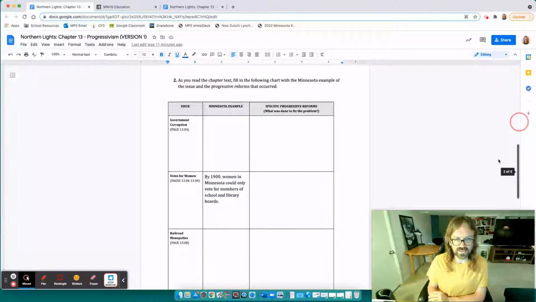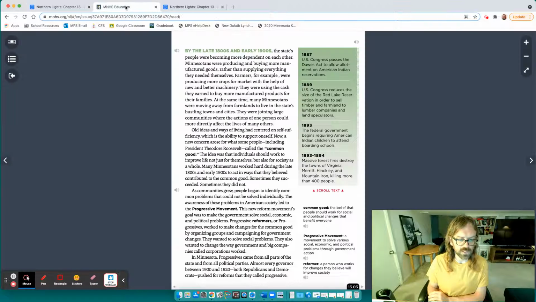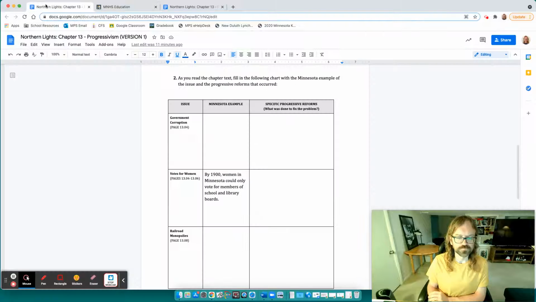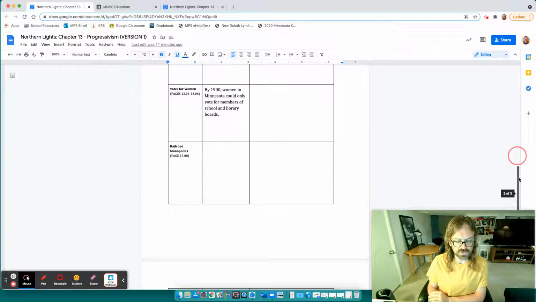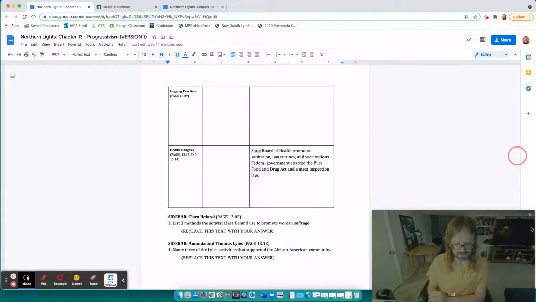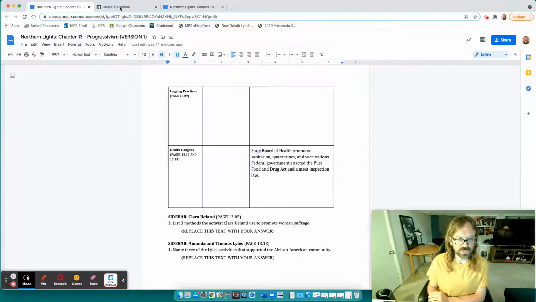Again, you're not reading the entire chapter. Government corruption is on page 1304. Votes for women, 1304 to 1306. Railroad monopolies, 1308. Logging practices, 1309. Health dangers, 1312 and 1314. Then that is to earn a 6.